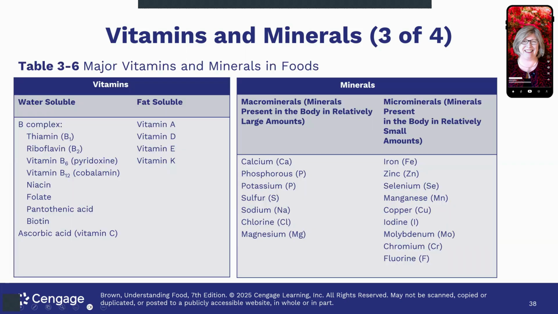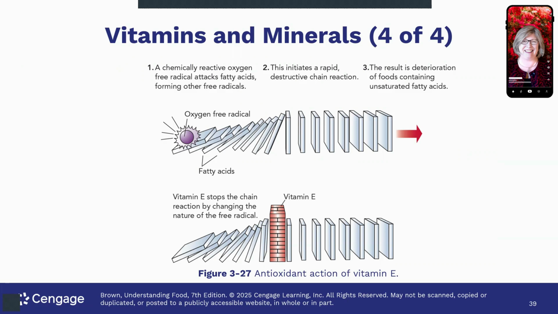Another classification showing you the water soluble versus fat soluble vitamins, and then macro minerals versus micro minerals. Here's an example of a vitamin E serving as an antioxidant. So here you have an oxygen-free radical, and these are your fatty acids in this diagram, and you see this chain reaction. Vitamin E can come in and wall that off and stop that reaction.